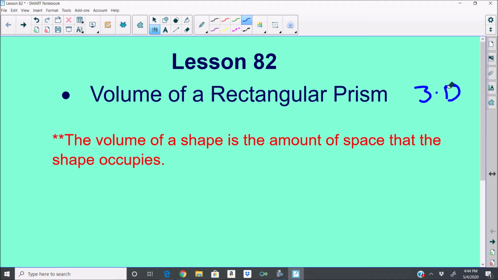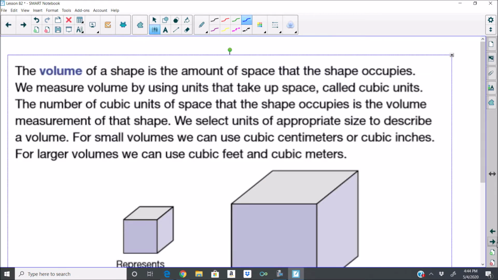The volume of a shape is the amount of space that the shape occupies. Or if you picture it as something you could fill up, like how much would fit inside of it. We measure volume by using units that take up space called cubic units. Okay, so there's some terminology for you. The number of cubic units of space that the shape occupies is the volume measurement of that shape.